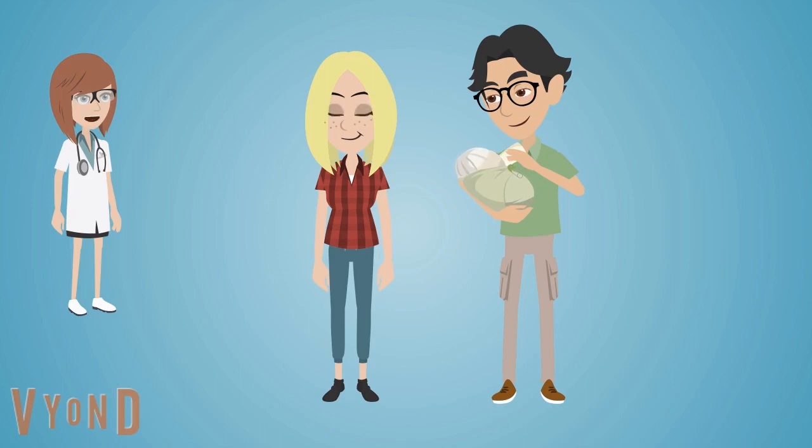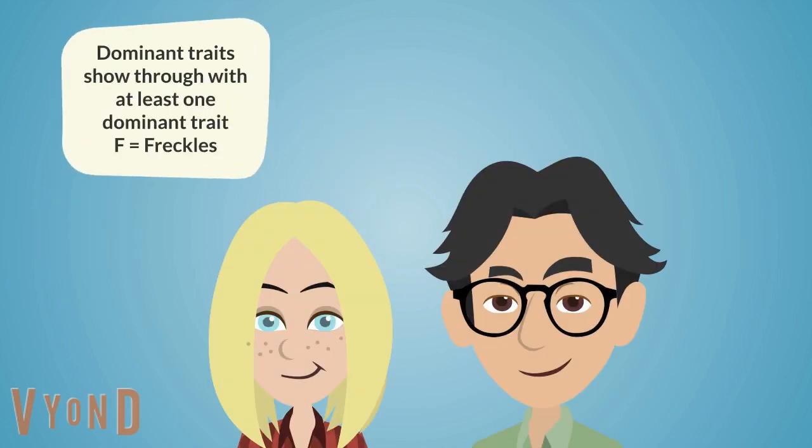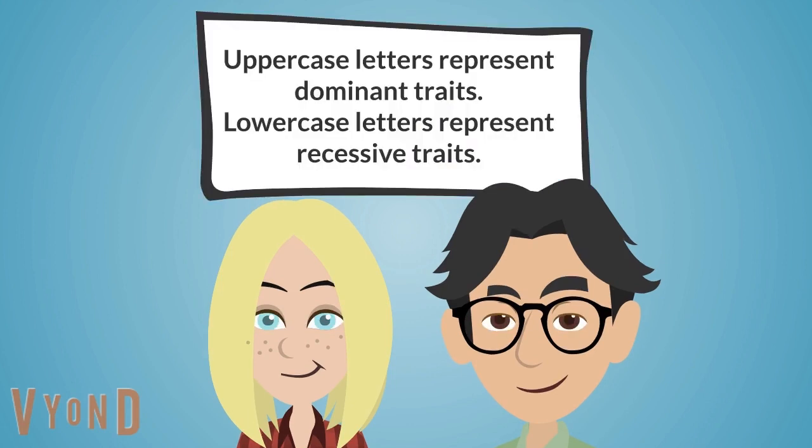There are two possibilities of traits, dominant and recessive. Dominant traits show through with at least one of the two genes contributed to an offspring. They can have two dominant traits also. Recessive traits show through if both the genes contributed are recessive. Scientists usually use an uppercase letter to represent the dominant trait and a lowercase letter to represent the recessive trait.